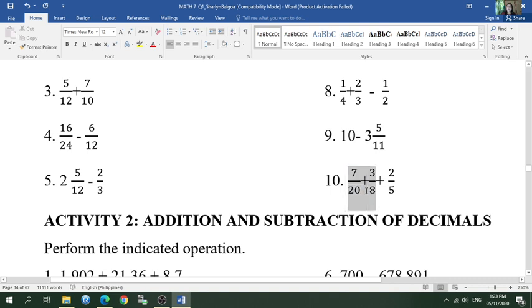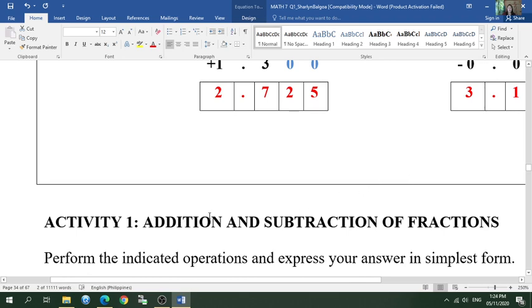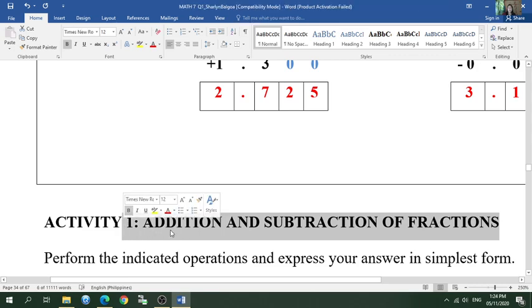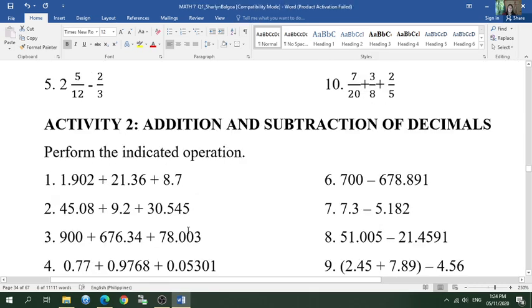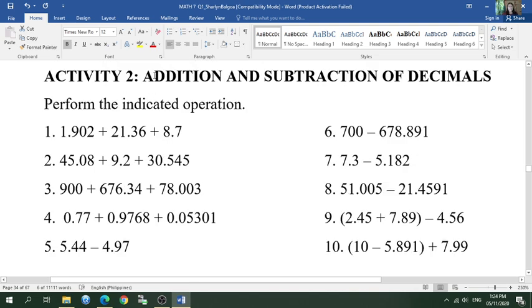LCD ng 28 and 5. So, 20, 40, 60, 80, and so on. Yung 8 naman, 8, 16, 24, 32, 40. O, dito may 40 sa 20 kanina. Dito naman is 5. 5, 10, 15, 20, 25, 30, 35, 40. Okay, so yung LCD nito ay 40. And then, kunin mo na yung new numerator. And then, always simplify. Okay, so if we are talking about fraction, your answer is always to the lowest term or simplified form.